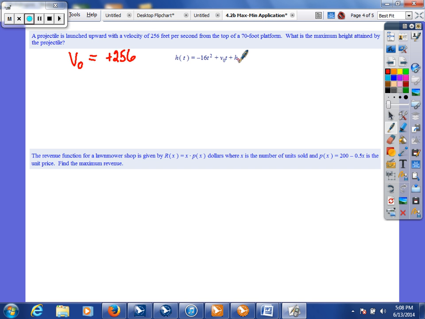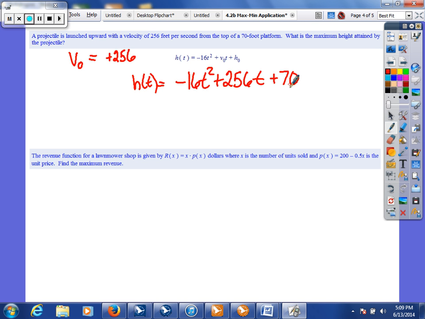Anyways, that's going to be given to you. You just need to make sure to label things correctly. So v sub o is 256. So I have negative 16t squared plus 256t. And then it says from the top of a 70-foot platform. Hey, there's my height. Okay, so there's my starting height, that's my ending height. So my starting height is 70, my ending height is h of t.